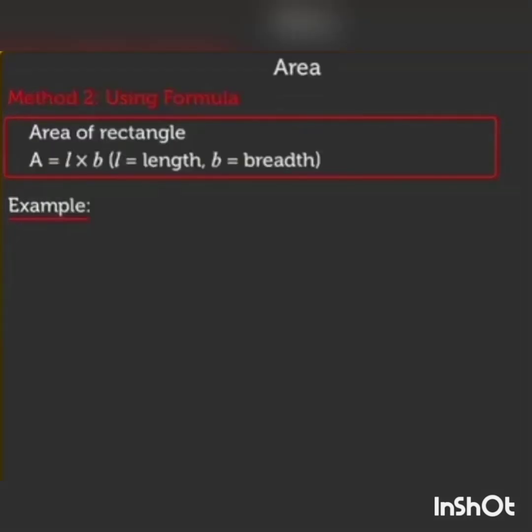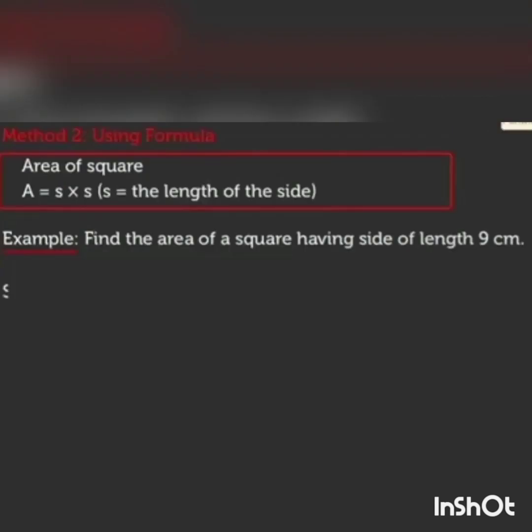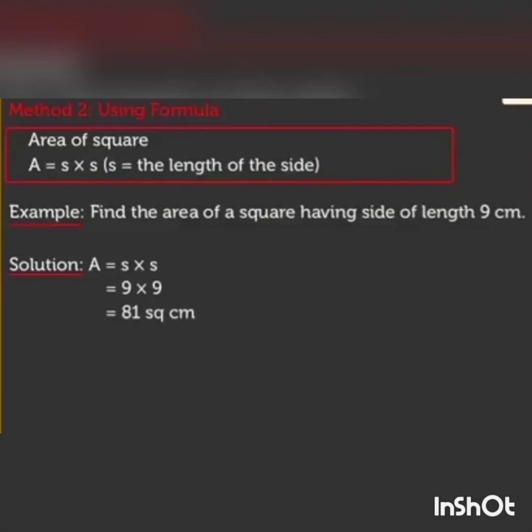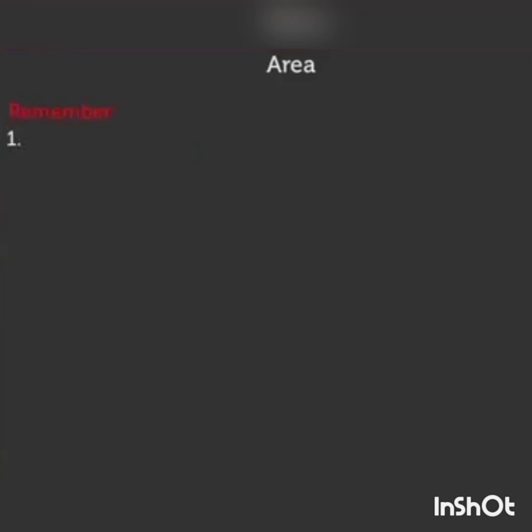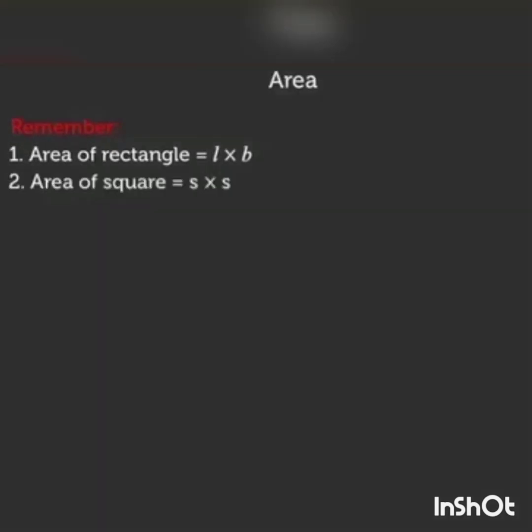Now, let's solve one more example. Find the area of a square having side of length 9 cm. Area equal to side into side, which is equal to 81 square centimeters. Remember the formulas. First one, area of rectangle is equal to length into breadth. Second one, area of square is equal to side into side.